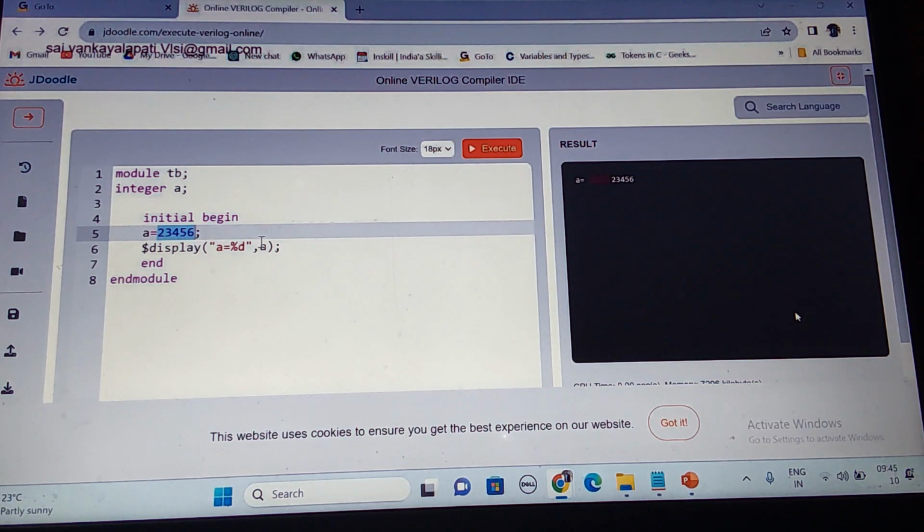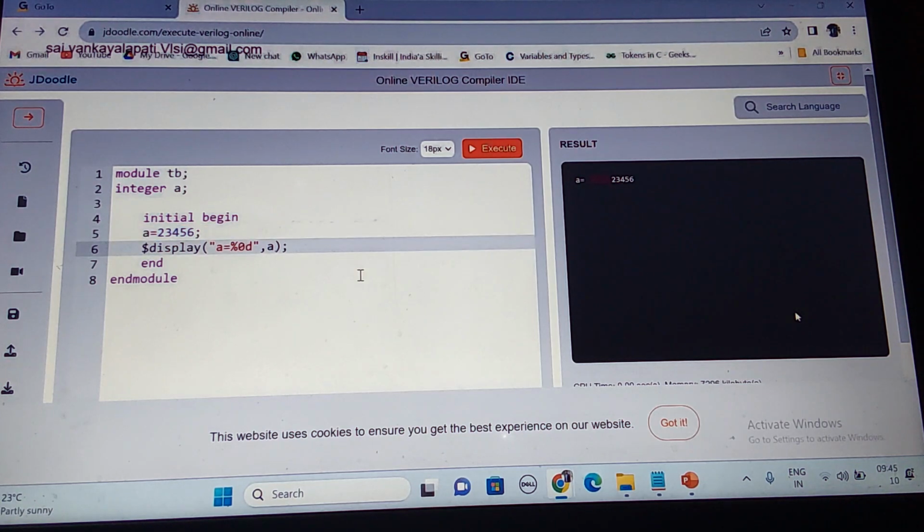So if I want to remove these spaces, what do I want to do? %0d, so any white spaces are going to be removed. Now the value of A is the same. By default, what number is it taking now? Decimal number. Okay. Now let me print this in binary.